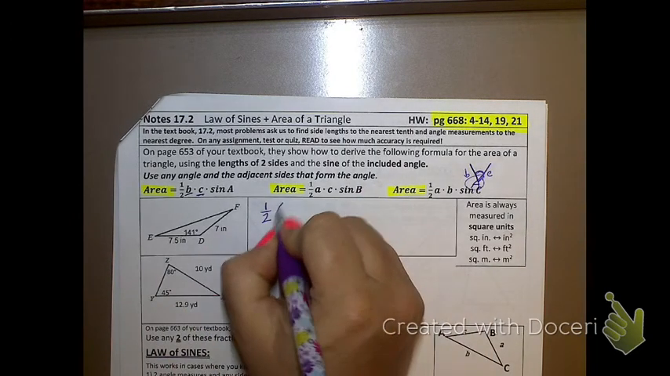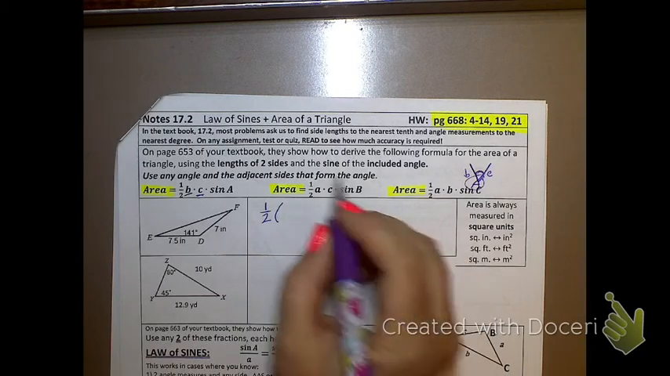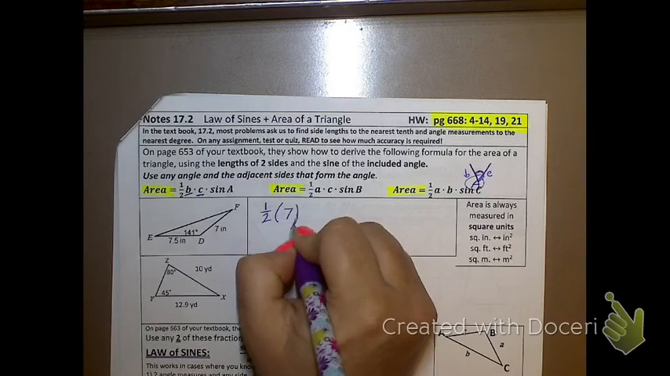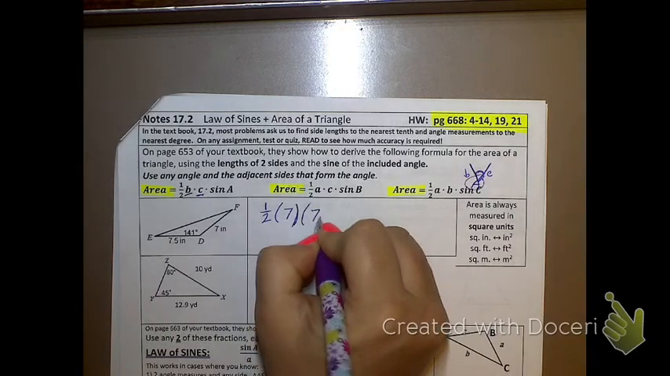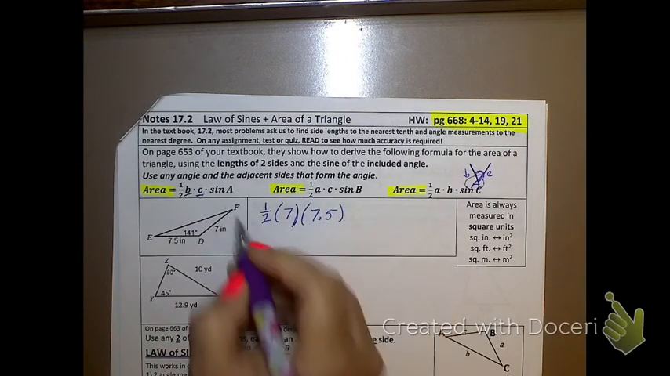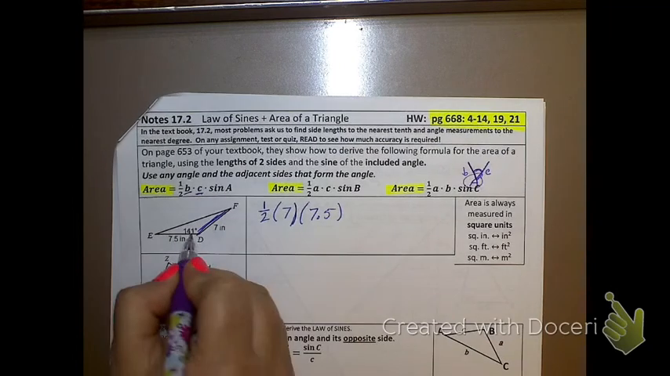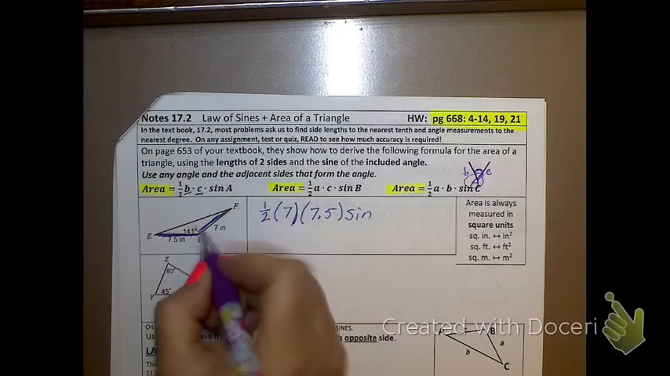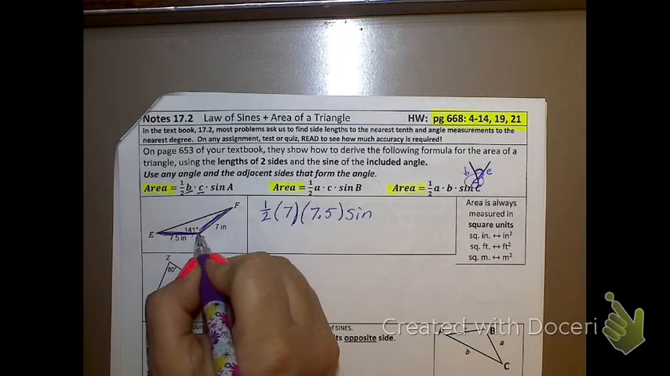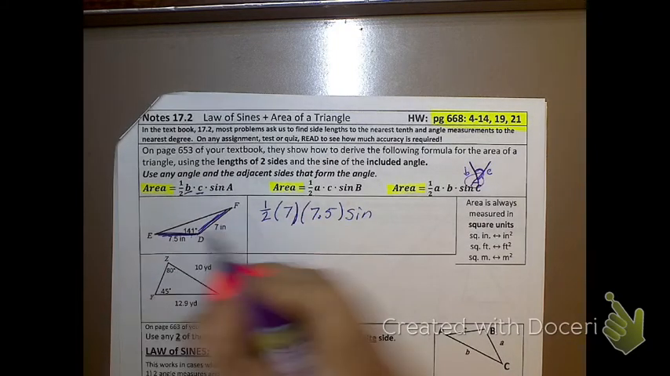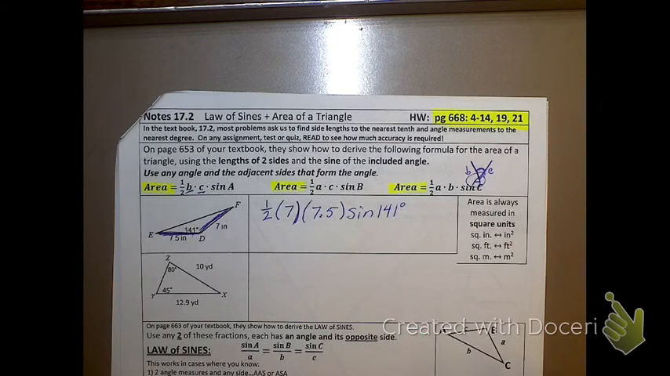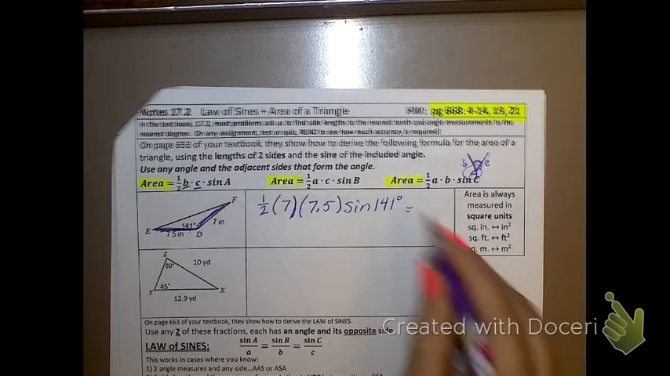Okay, so this formula actually I think is easier to use than the 1/2 base times height, personally. So 1/2, I need 2 sides. Give me 2 sides. 7 and 7.5. And here's the side of 7. Here's the side of 7.5. So I have to do the sine of the angle that is made up by those 2 sides, which is angle D, or 141 degrees.